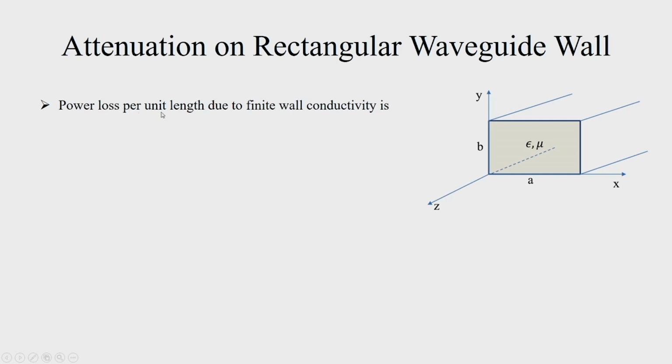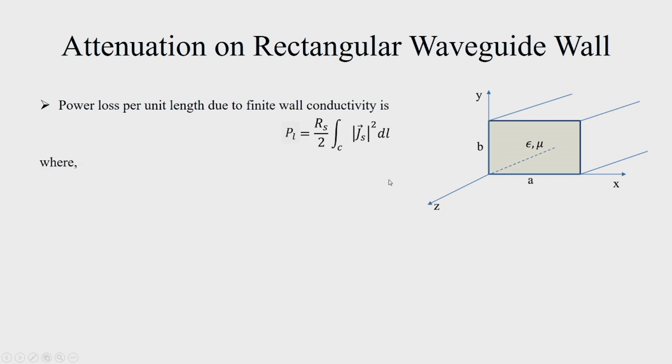Now, how do we calculate the power that is lost on the waveguide walls? This power loss per unit length due to finite conductivity is given by PL equal to Rs by 2, integral over C of the magnitude of the surface current squared, dl.